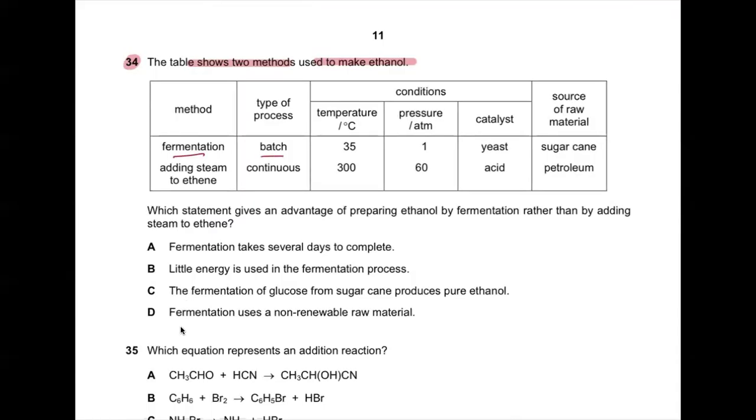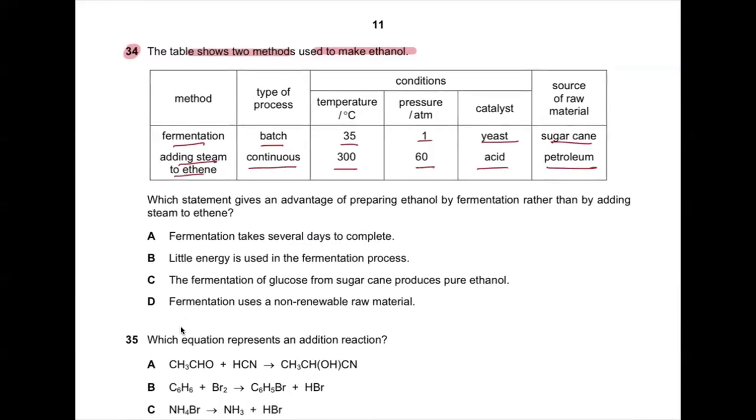Fermentation: batch process, temperature 35 degrees, pressure 180 increase, sugar cane. Okay. Adding steam to ethene, it's a continuous process. Okay. 300 degrees Celsius, 68 atm, acid catalyst, petroleum. Okay. Because we are using ethene.